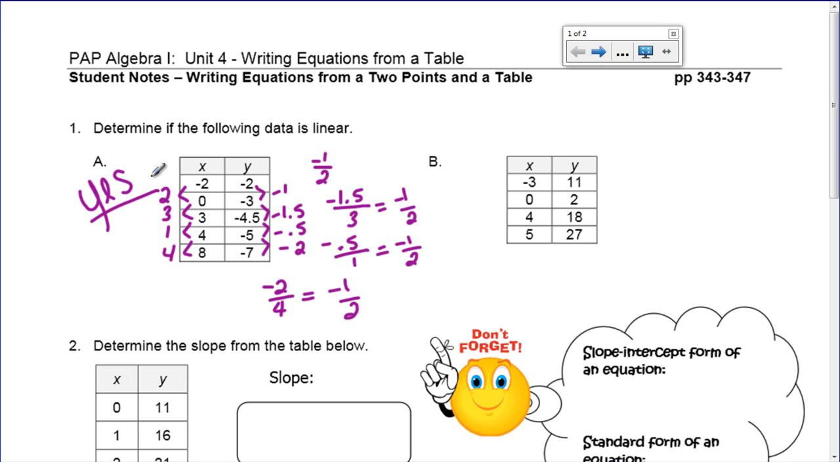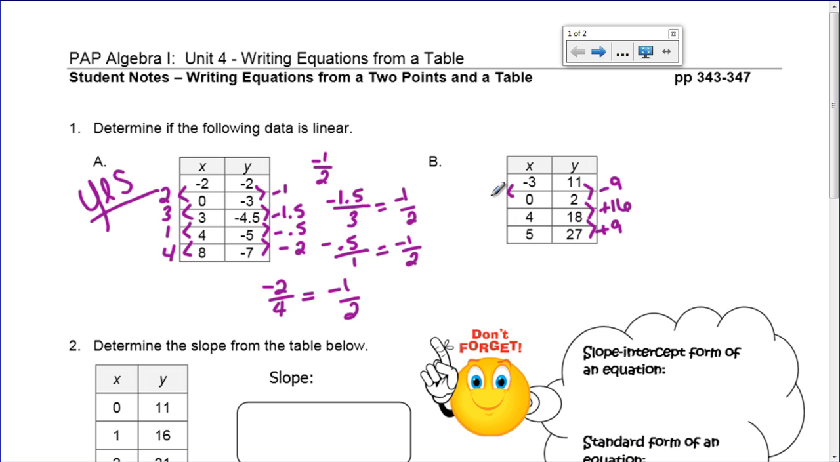So now let's check B. We're going to do the same thing. From 11 to 2 is a change of -9. From 2 to 18 is a change of +16. And from 18 to 27 is going to be a change of +9. So far things aren't looking so good. I've got a negative and then 2 positives, so it's not looking like we're going to have a constant rate of change, but we'll wait.